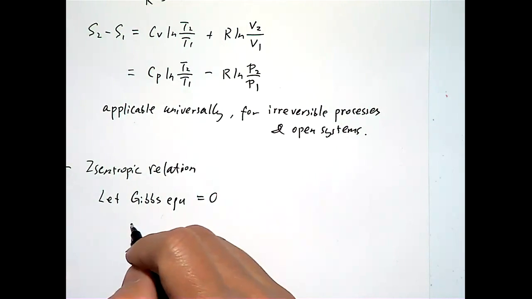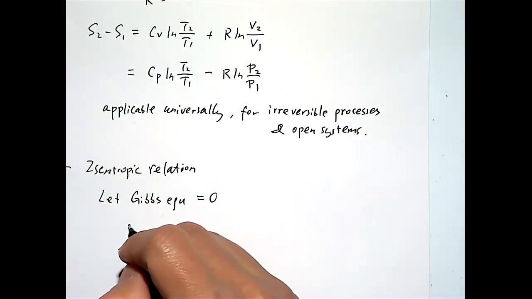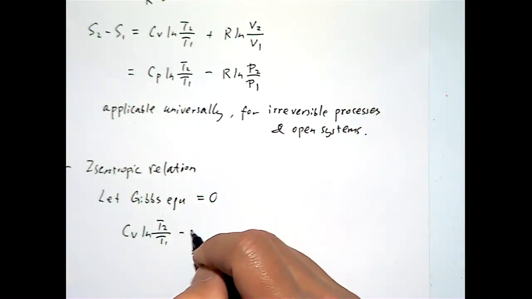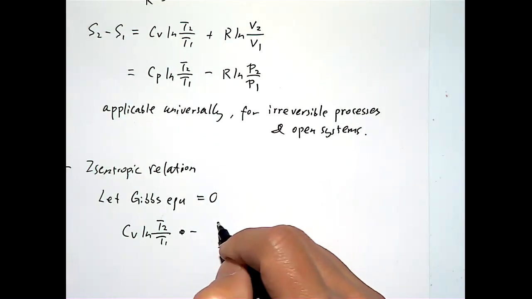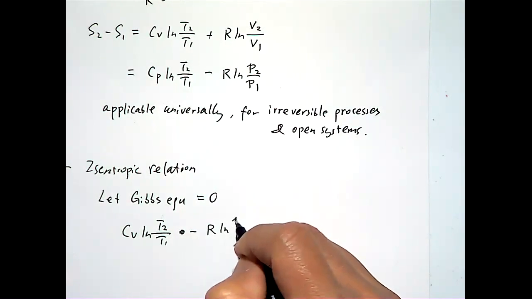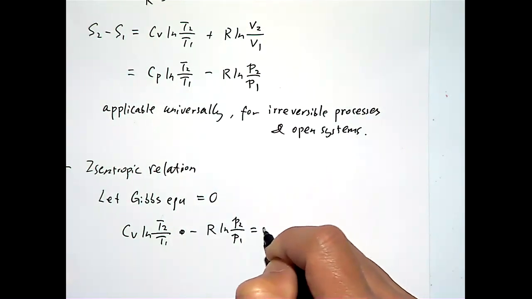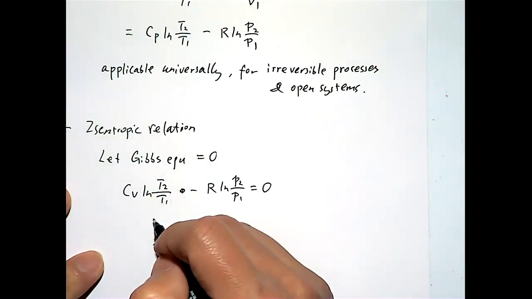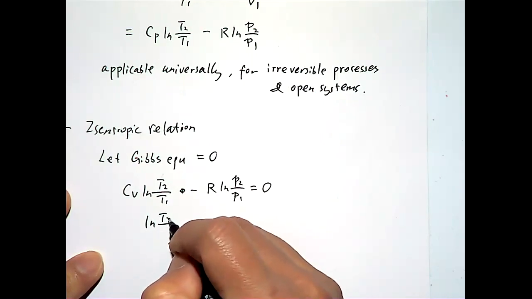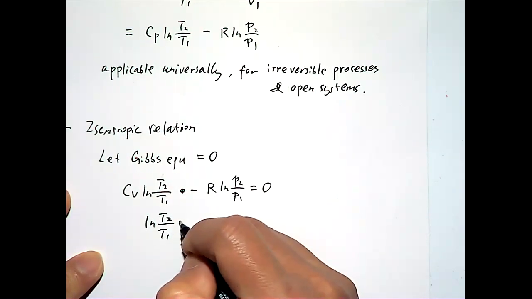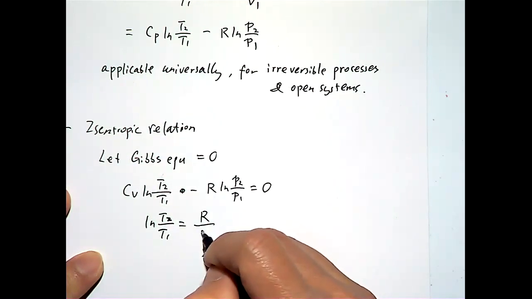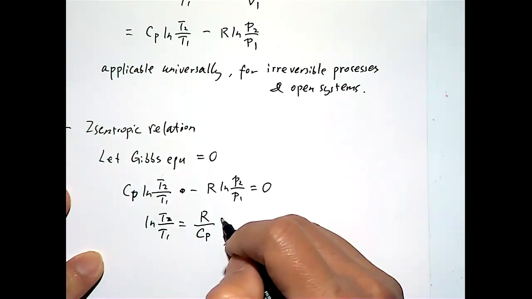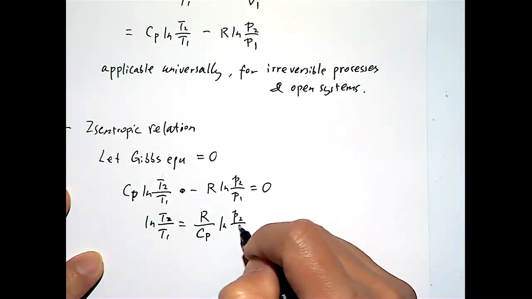So we have the Cp log T2 over T1 plus, let's start with the second one, R log P2 over P1 equals 0. Then I just rearrange terms. So log T2 over T1 equals R divided by Cp, log P2 over P1.